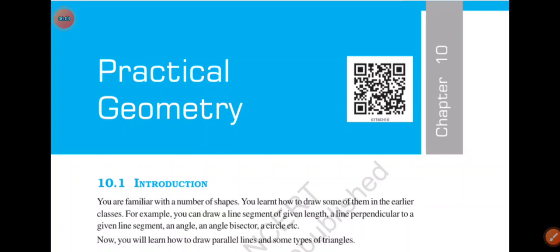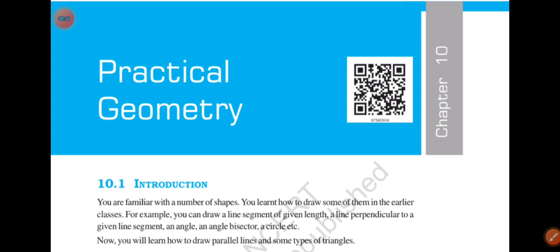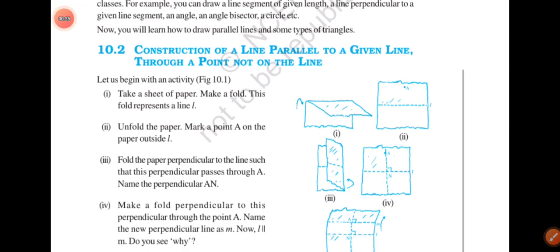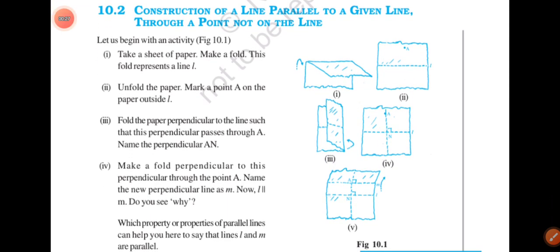Geometry. Introduction. You are familiar with a number of shapes. You learned how to draw some of them in the earlier classes. For example, you can draw a line segment of given length, a line perpendicular to a given line segment, an angle bisector, a circle, etc. Now, you will learn how to draw parallel lines and some types of triangles.